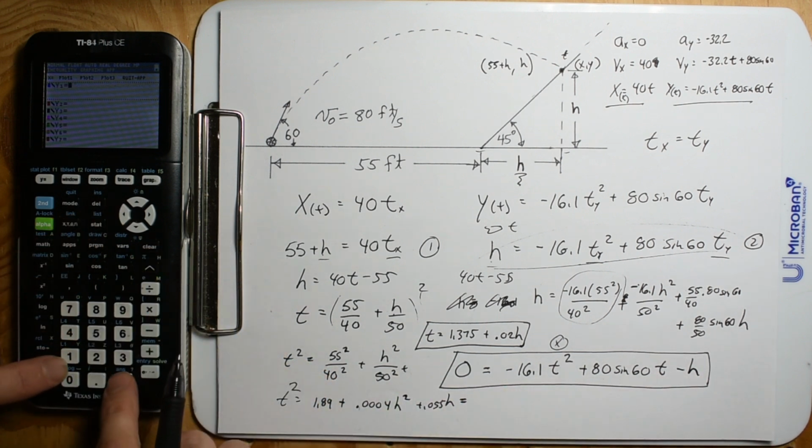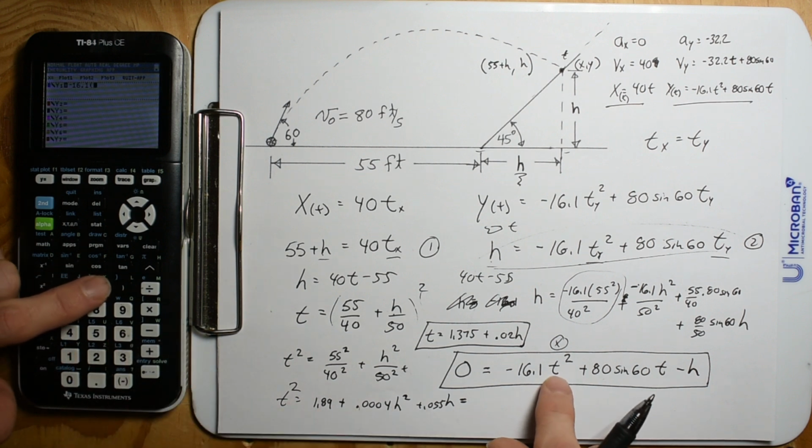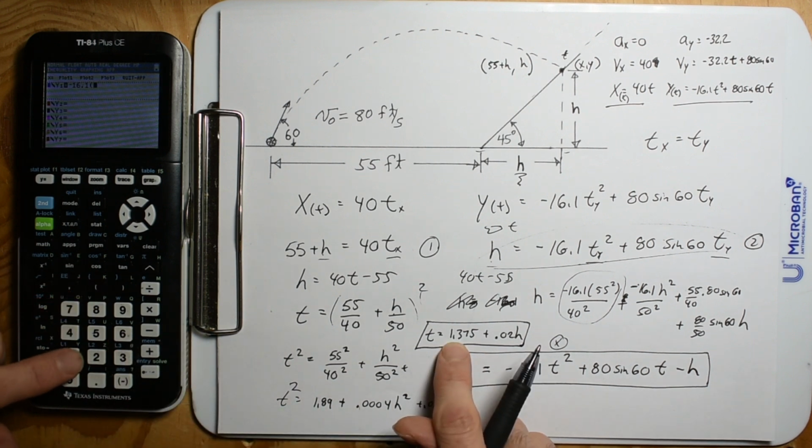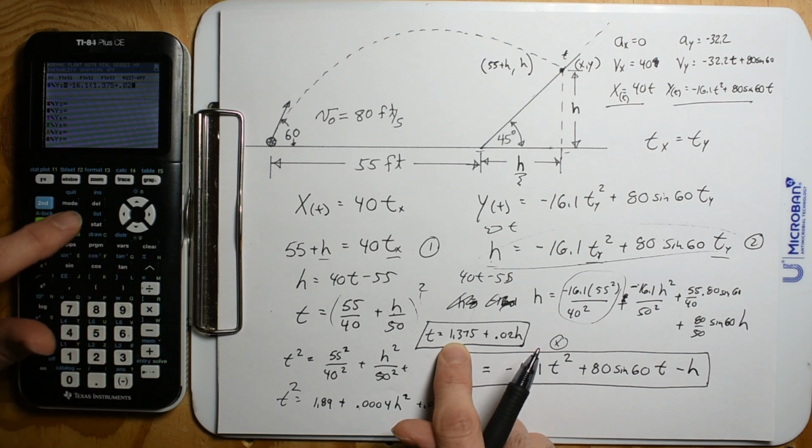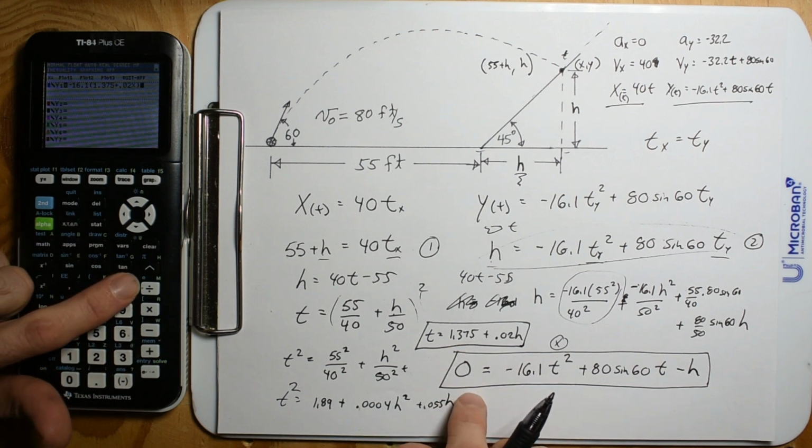I'm totally freaking out. Negative 16.1. So this t is going to be this: 1.375 plus 0.02 h. And we're going to square that.